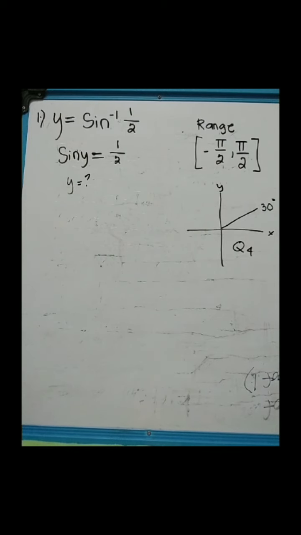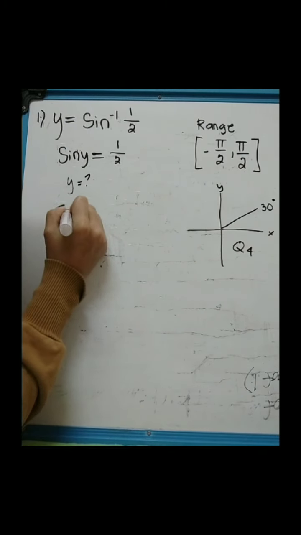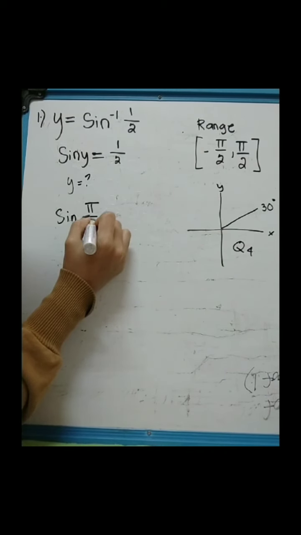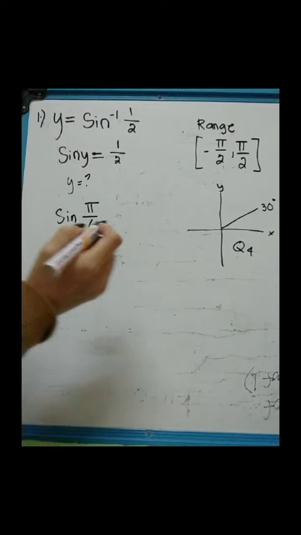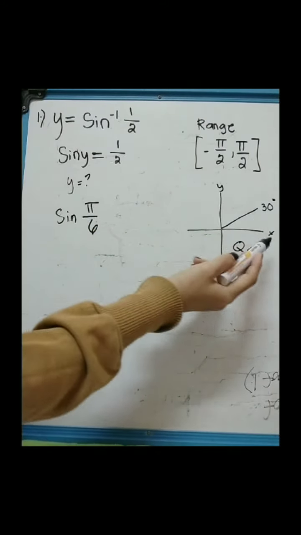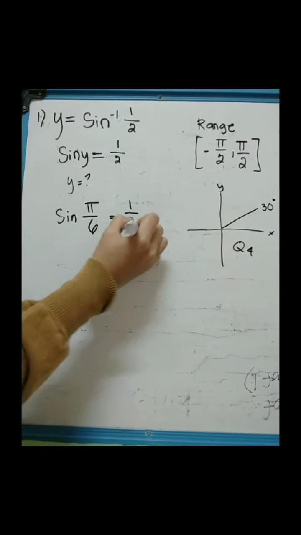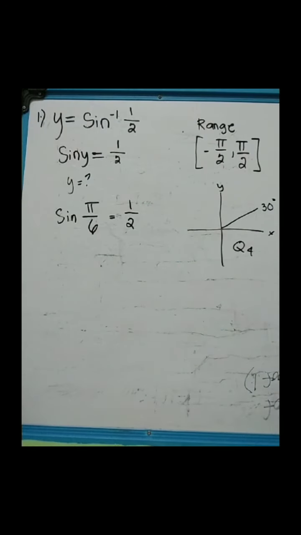So, we know that sine pi over 6, which is the same as 30 degrees, is equal to 1 over 2. So pi over 6 is in the range between negative 90 and 90. That's the answer. So this value is positive.